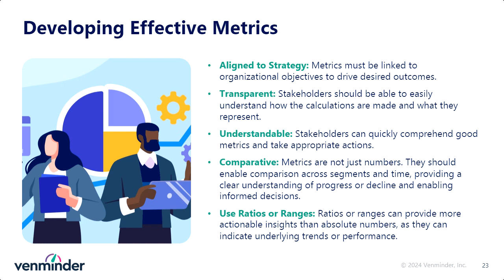They're also comparative, right? Because metrics are not just numbers. They allow us to compare one thing to another, or across segments, or across time. So they help us understand progress of improvement or decline. They also can use ratios or ranges because they provide more actionable insights than absolute numbers, because they can help you identify trends and underlying issues or performance.